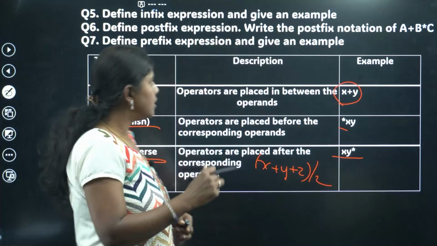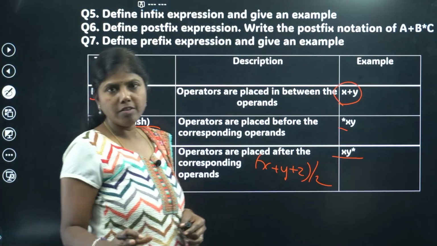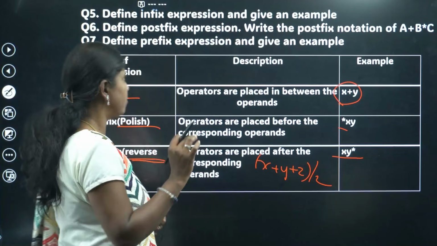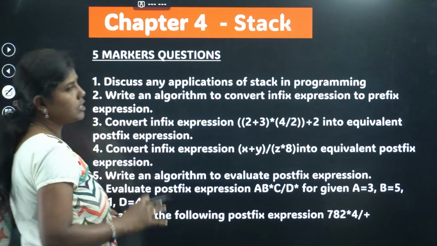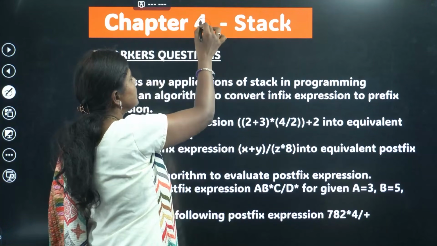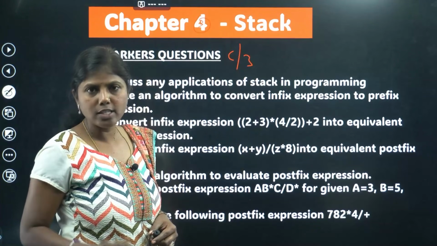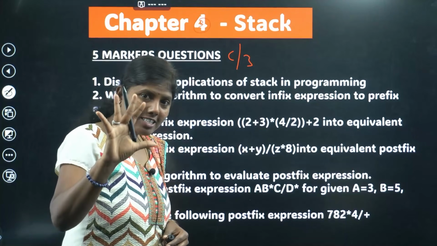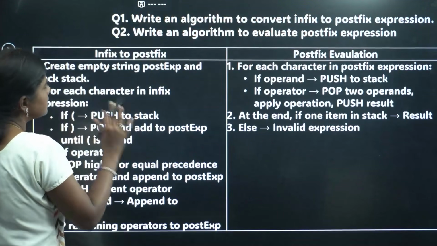Is the point clear? They've given you the definition, and one example is more than enough if they ask you for 2 markers. We'll go with the 5 markers now. That's going to be chapter 3 only. There is a mistake in the slide, so you need to consider this as chapter 3. It's a continuation of stacks, but 5 markers. Clear?